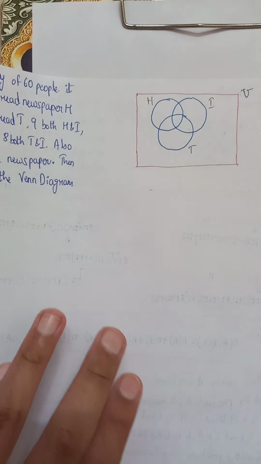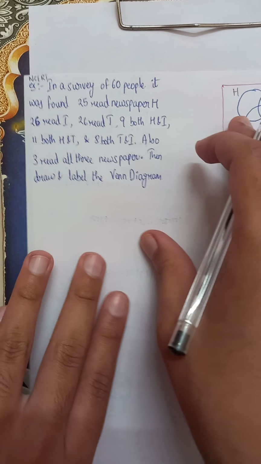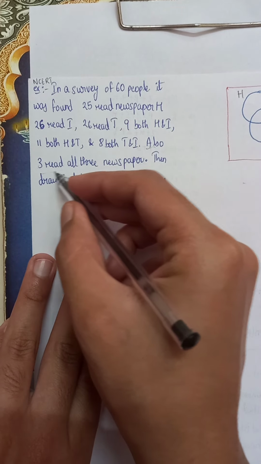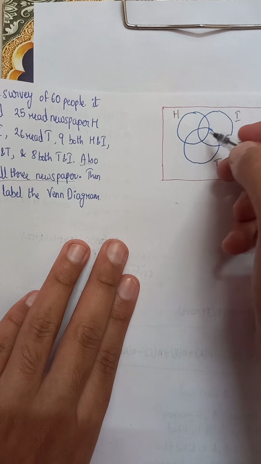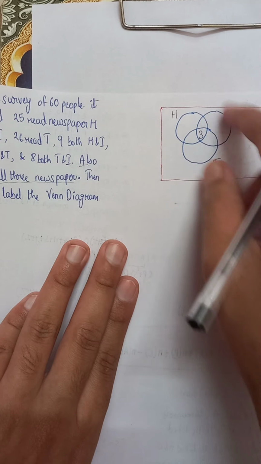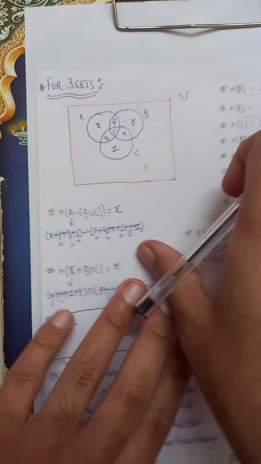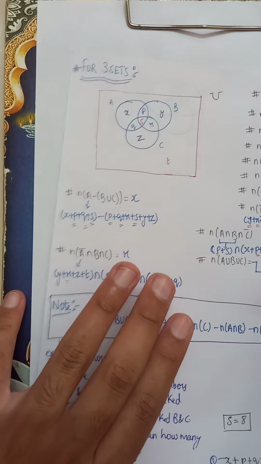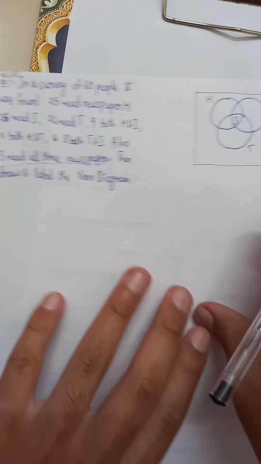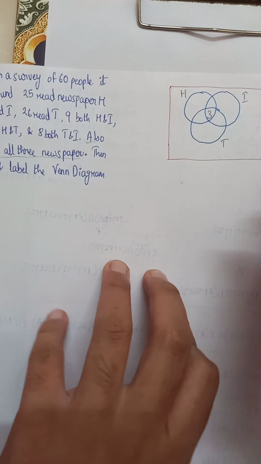Now let's start one by one. According to the question, let's read this one: also 3 read all three newspapers. Three members read all three newspapers, which means this is 3. This is the value of s. According to this formula, s is the part where all three sets are in common. This is the common region for all three sets, so we write the answer as 3. S is equal to 3.